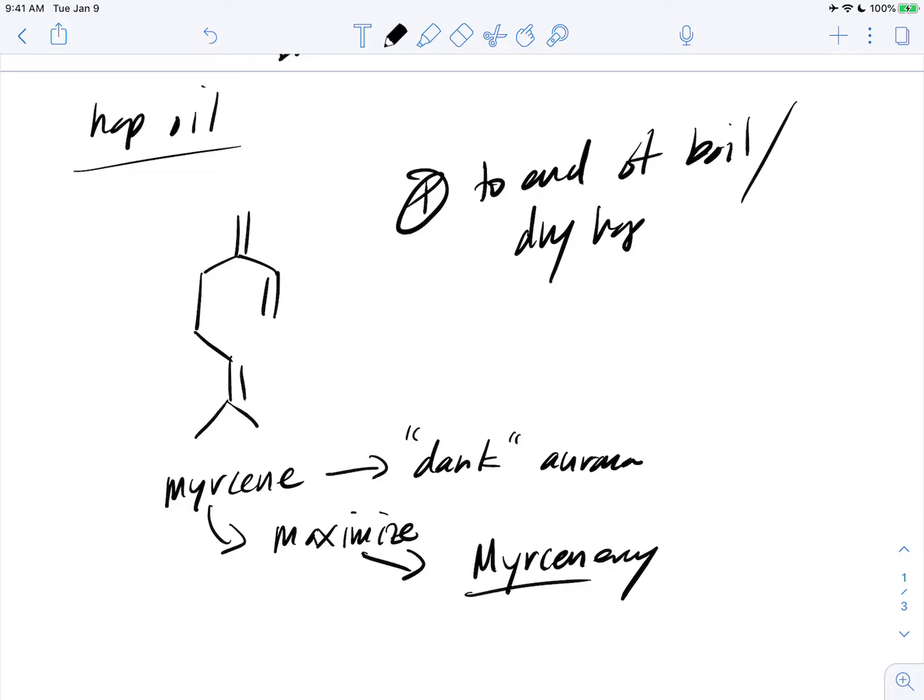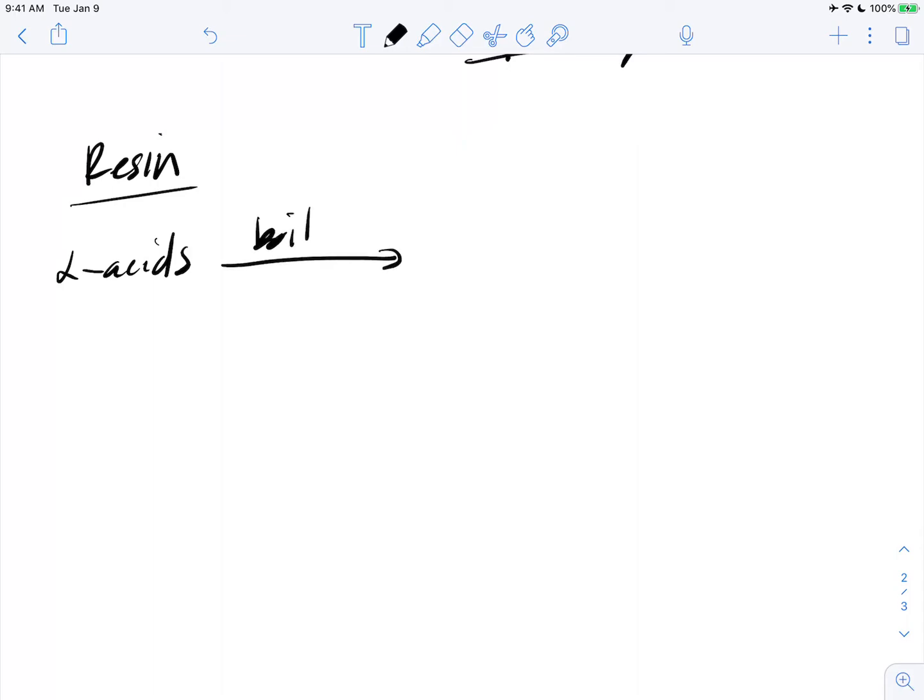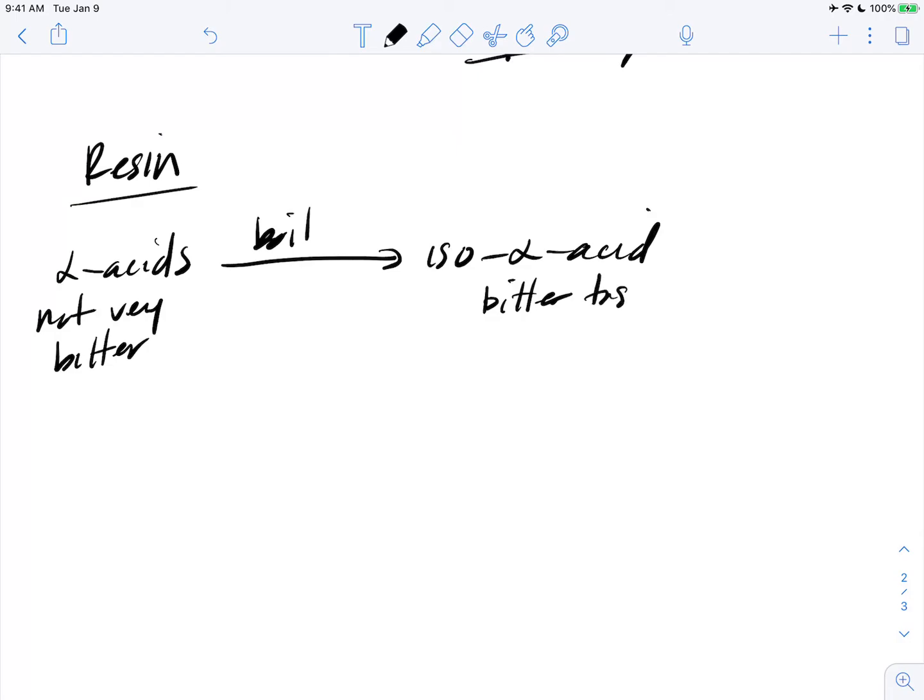So one problem with hops is that they can create off flavor. For resins, and I'll have a schematic of this, we know that they have alpha acids that during the boil we create an iso alpha acid. These give us our bitter taste and our other properties, which we like.